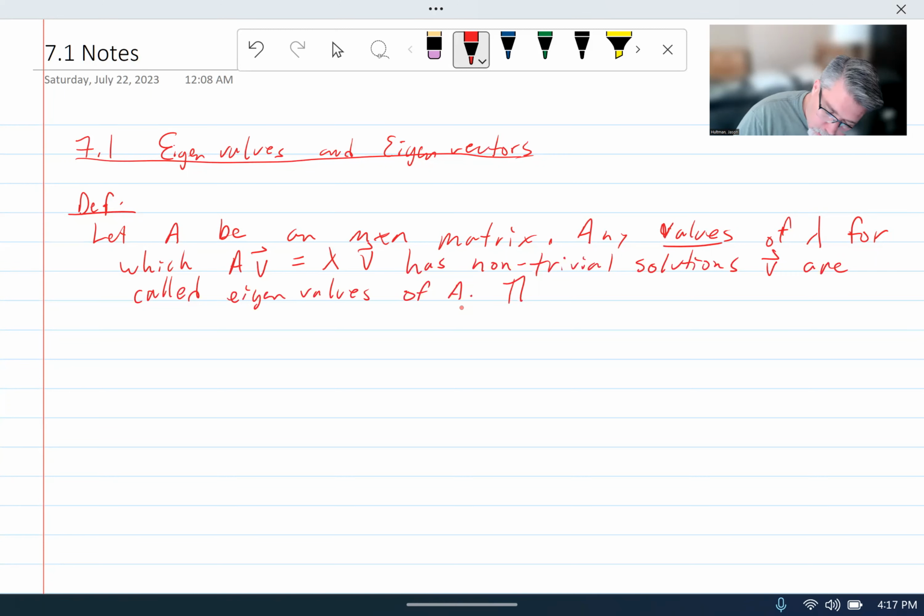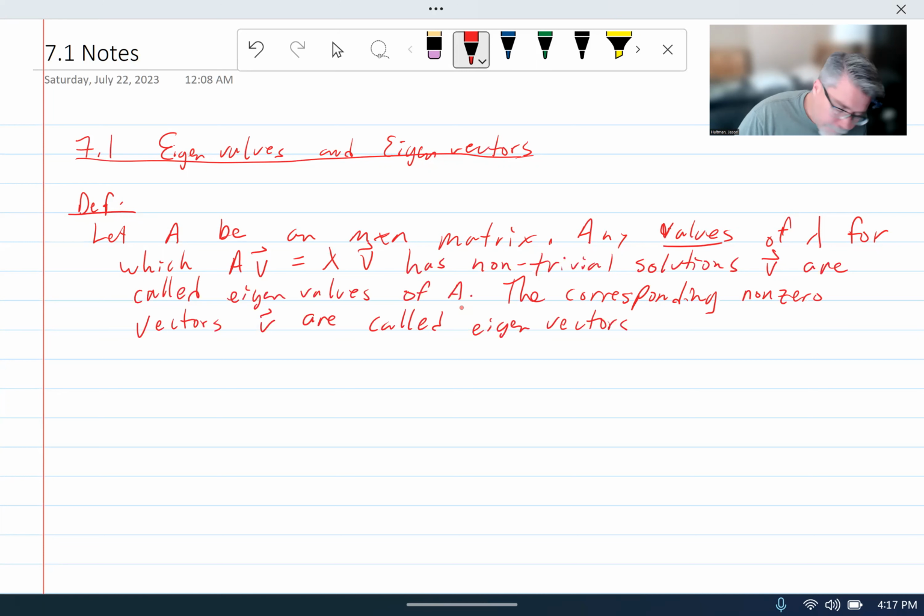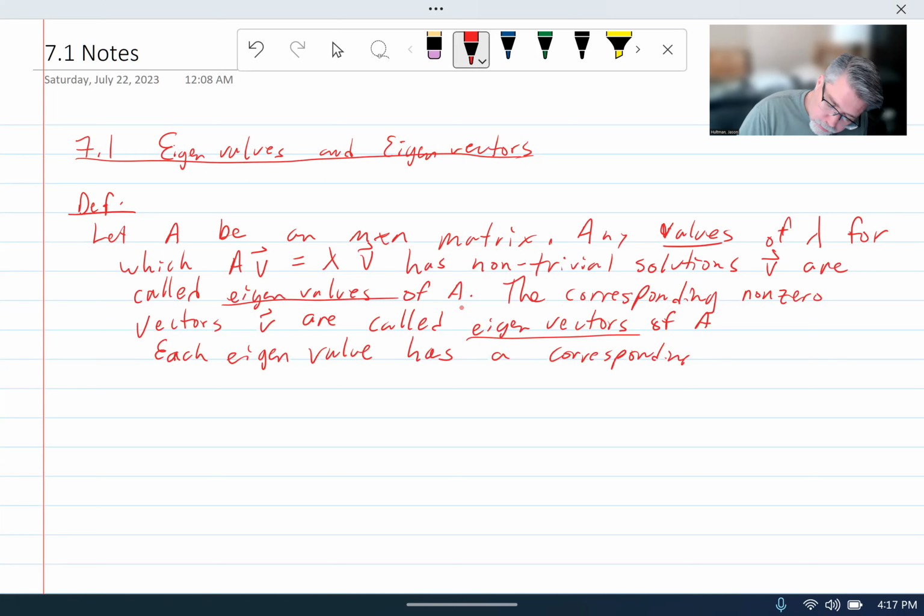The corresponding non-zero vectors V are called eigenvectors of A. With eigenvalues and eigenvectors, each eigenvalue has a corresponding eigenvector.